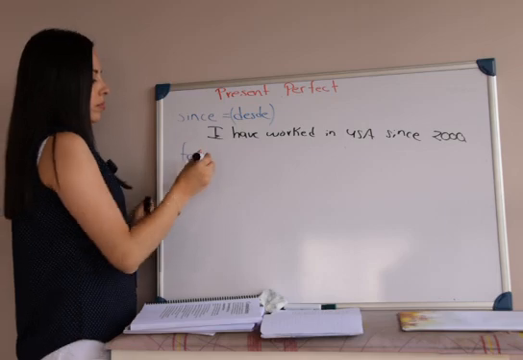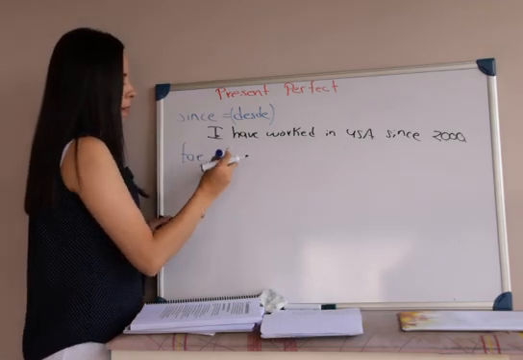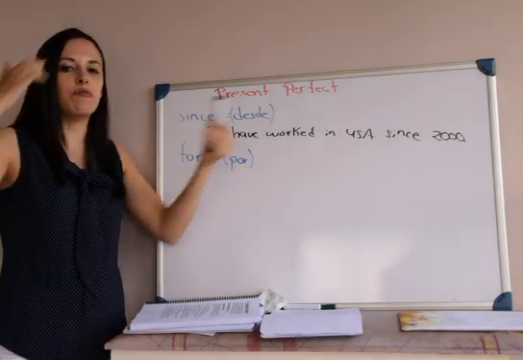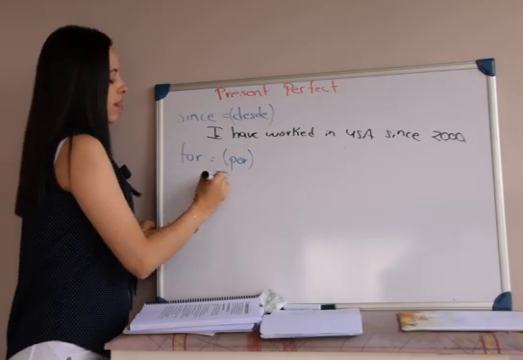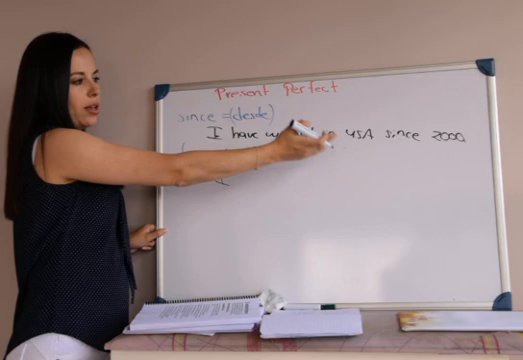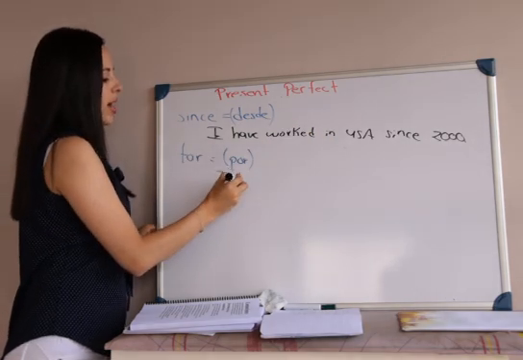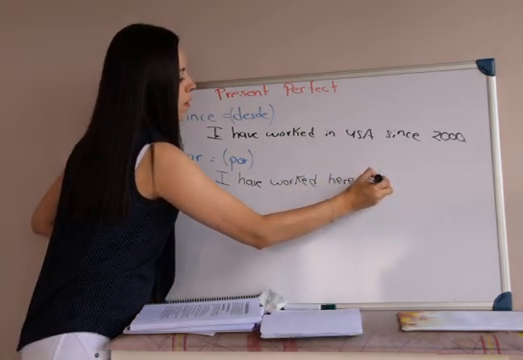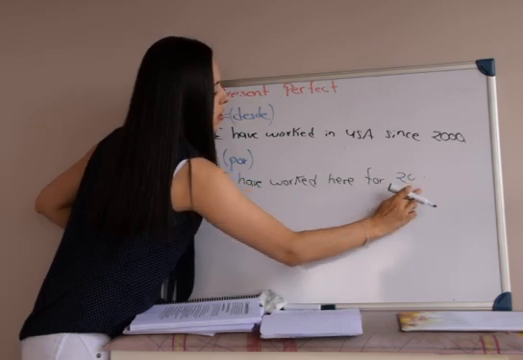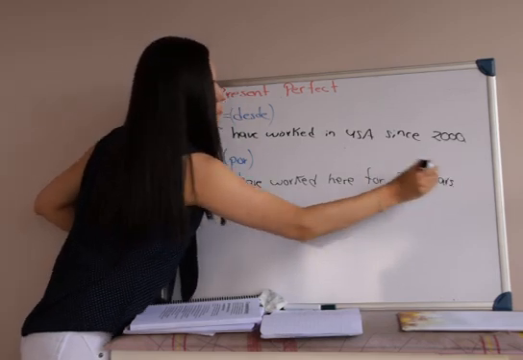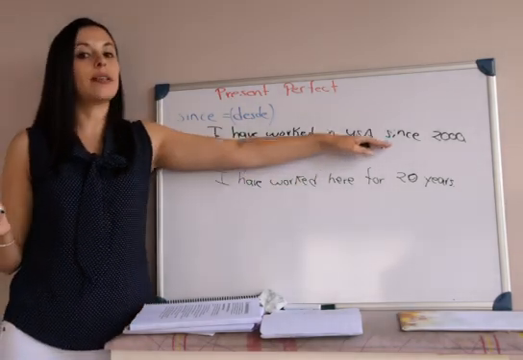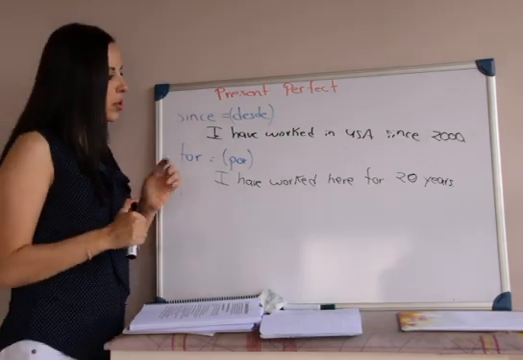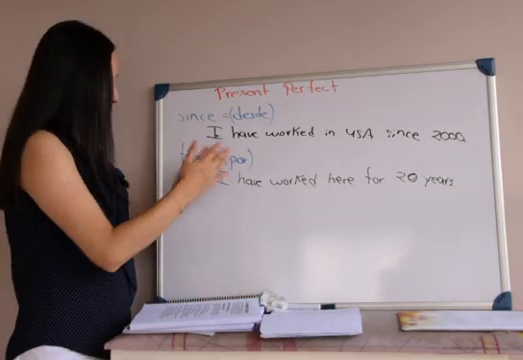And for, you know what for means? For emphasizes how long we have been doing the action. So I can say, I have worked here for 20 years, okay? I have worked in USA since 2000, and for that reason, I have worked here for 20 years, right? So those are 2 words that are very, very common in the present perfect.